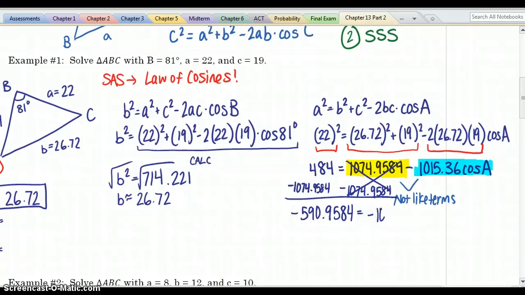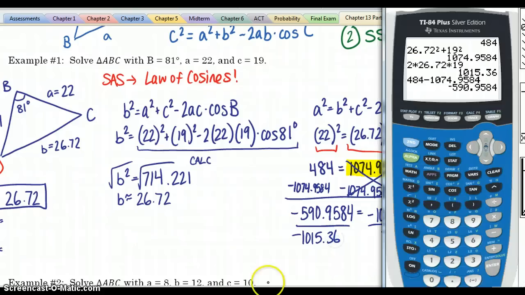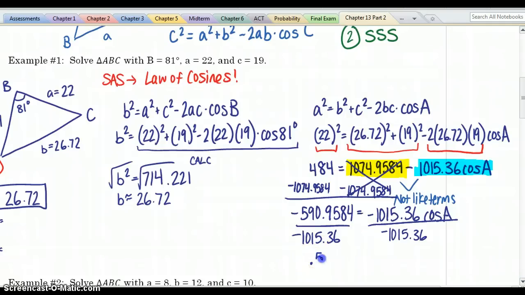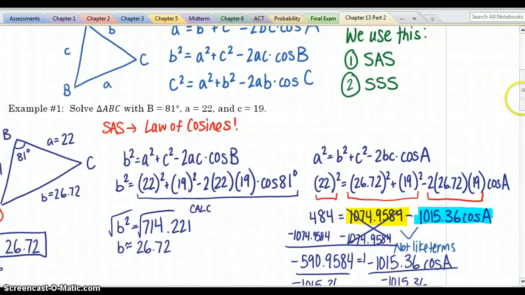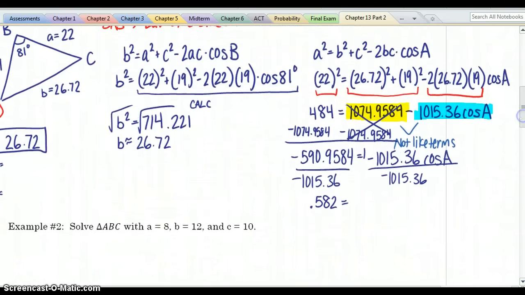And that's going to equal negative 1015.36 times the cosine of A. So now to solve for A, I'm going to divide by this negative 1015.36. So in my calculator, divide by negative 1015.36. 0.582, that one I'm going to round because that's just too many numbers to write. 0.582 equals the sine of angle A.